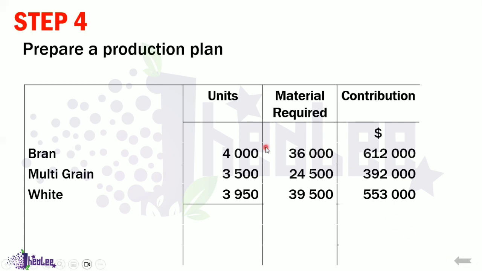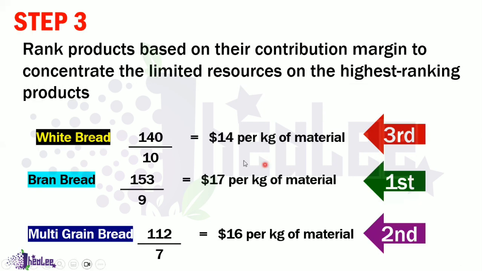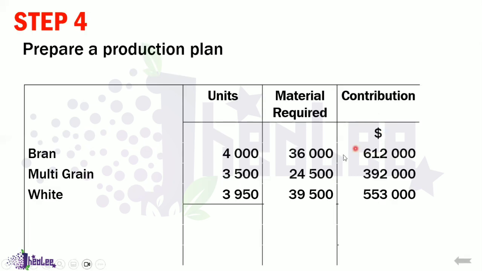Remember as well that you could use the material required. If you use the material required, it would be the 39,500 material multiplied by the limiting factor per unit that was generated in step 2, and that limiting factor per unit for the white bread is $14 per kg. So it will be the $14 per kg multiplied by the 39,500, and that will give you $553,000.